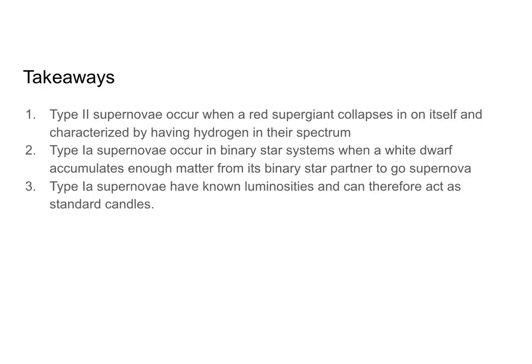So let's talk takeaways. First of all, type 2 supernovae occur when a red supergiant collapses in on itself. And these supernovae are characterized by having hydrogen in their spectrum because we are looking at a star that had a lot of hydrogen in it that is starting to collapse. Type 1a supernovae, on the other hand, do not have a lot of hydrogen in their spectrum.